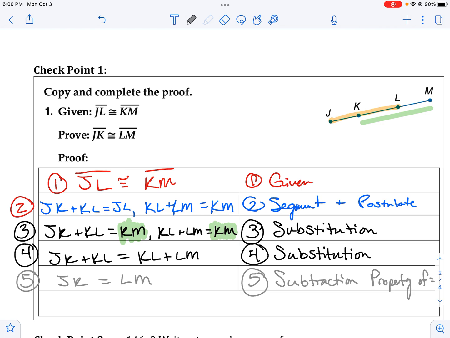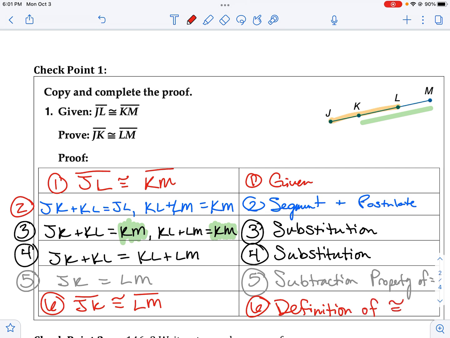In my final step, it tells me that they want it congruent, but I just have it equal. But I know that those mean the same thing. Right? That's kind of what the definition of congruent is. It means that they're equal. So I could say that JK is congruent to LM. Well, how do I know that? Because I just said they were equal. Well, that's really the definition of what it means to be congruent.